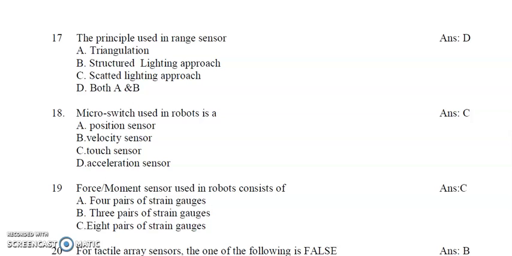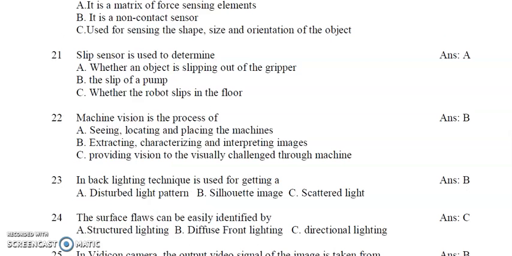Question number 19. Force or moment sensor used in robots consists of A. 4 pairs of strain gauges, B. 3 pairs of strain gauges, C. 8 pairs of strain gauges. So the force sensors or moment sensors use 8 pairs of strain gauges.